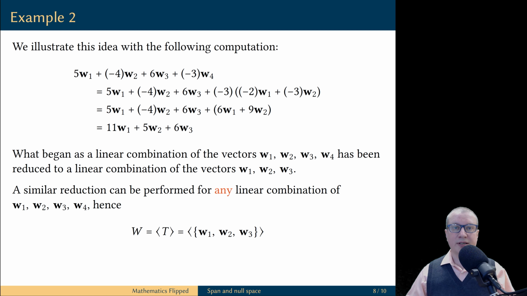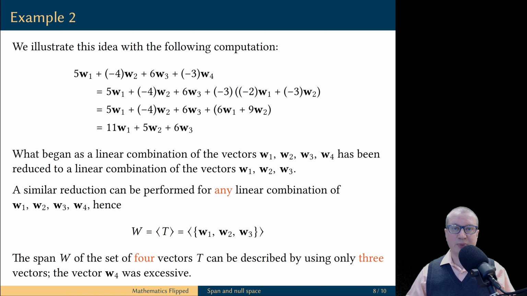Of course, this kind of procedure can be performed on any linear combination of these 4 vectors, and therefore what it means is the following. Any linear combination of the vectors W1, W2, W3, and W4 can in fact be represented as a linear combination of only 3 vectors, W1, W2, W3. You don't really need the vector W4.